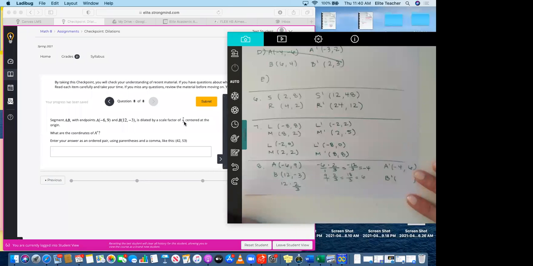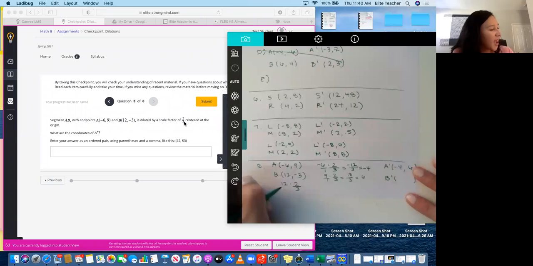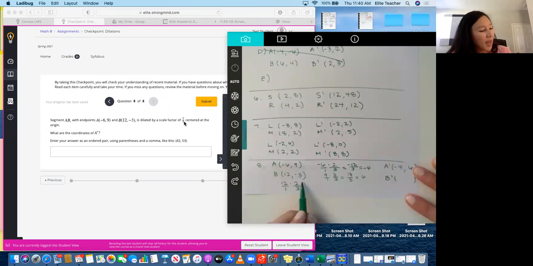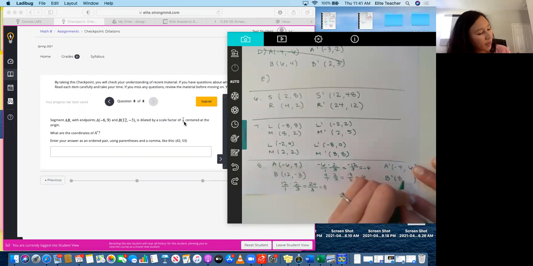Is that okay, that step? Yeah. Okay, and then when you're multiplying fractions, you just multiply the numerators, so the tops. So 12 times 2, which is 24, and then multiply across the bottom. So 1 times 3, which is 3. And then 24 divided by 3 is 8. So our x value would be 8.